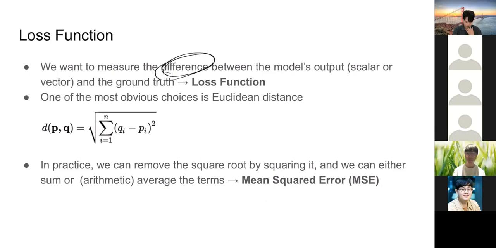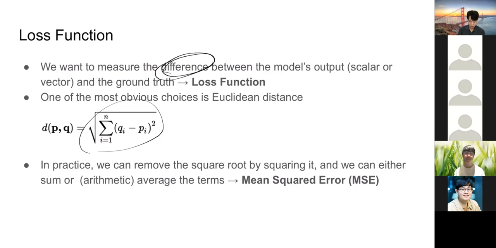What's one of the easiest, most obvious ways to define the difference? It's actually the Euclidean distance between the outputs, right? So we have a model output and the ground truth output. We can say both are vectors, P and Q, and we just measure the distance between those two in Euclidean space, which is just the L2 distance. And you compute, I think very familiar to you, right? The square root of a summation of these squared differences.